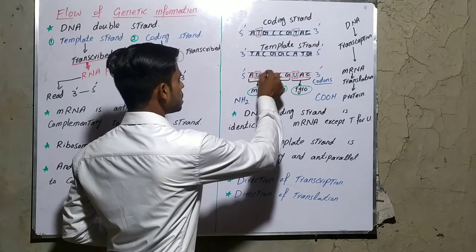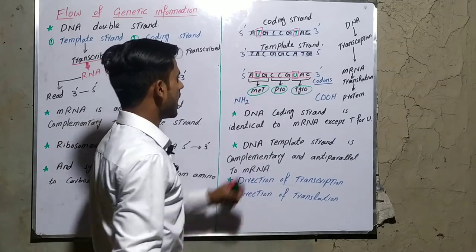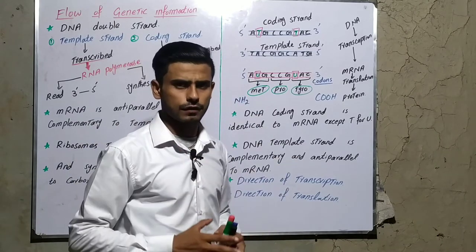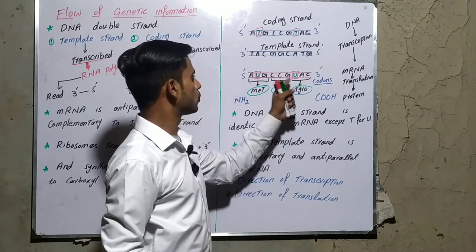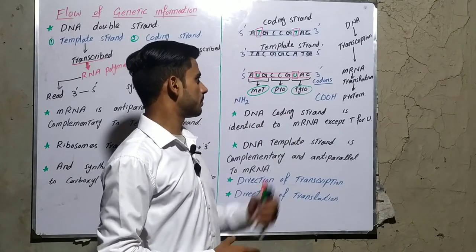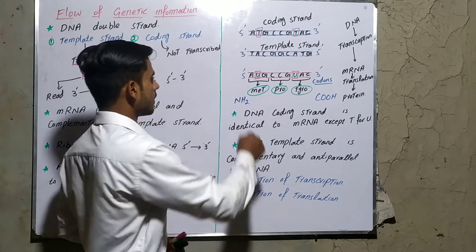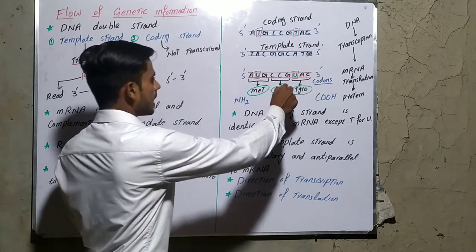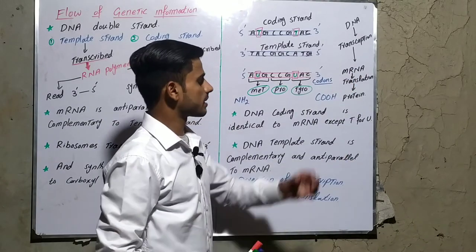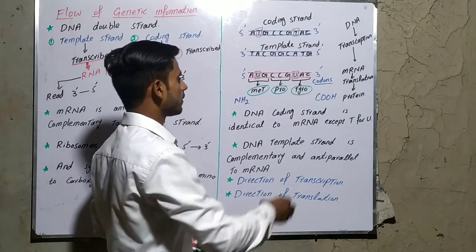So AUG is the code for an amino acid named methionine, and CCG is the code on messenger RNA for a different amino acid named proline, and UAC is the code for the amino acid tyrosine. So these single codons will form different amino acids from 5' to 3' end. It means that ribosomes will translate the messenger RNA. That's important: ribosomes will translate the messenger RNA from 5' to 3' end, and it will form the protein.